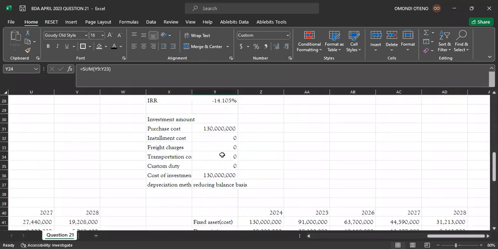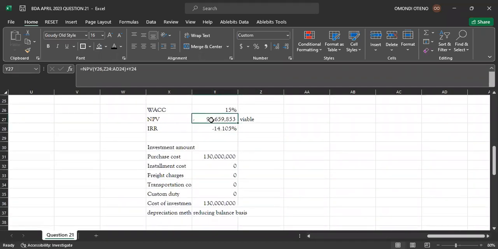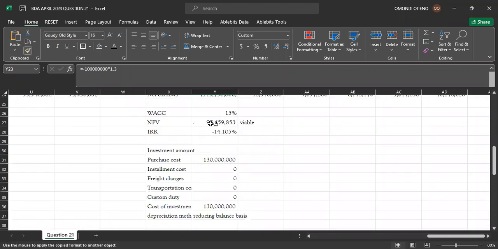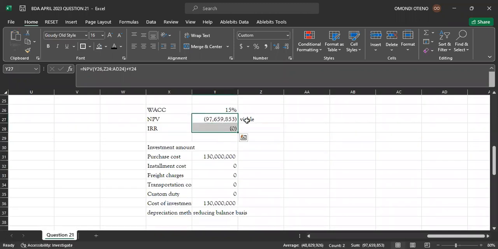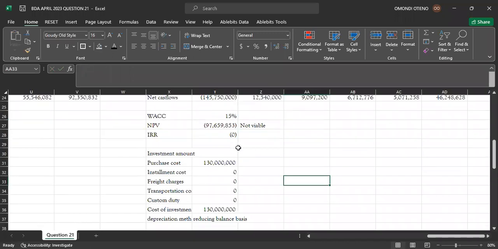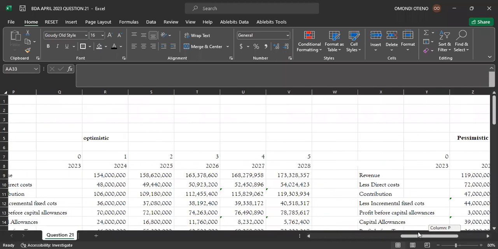Initial outlay, you are told it is going to increase by 30% from 100 million. If you add 30% of that, you're going to get 30 million. So the total will be 130 million. That is what we have. You confirm to me that whatever I have here as the NPV is the same as what you have. And of course, let me just put the format, then you see, we have a negative NPV. So what are we going to say here? Not viable.